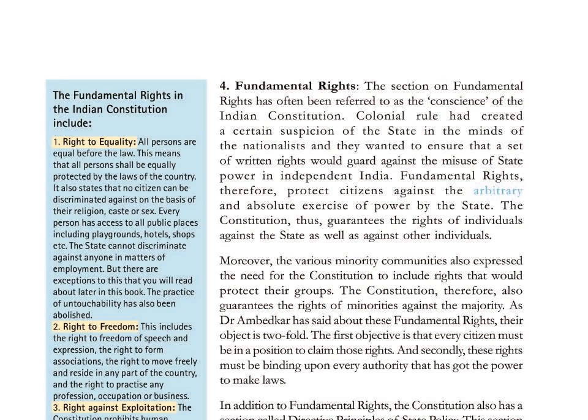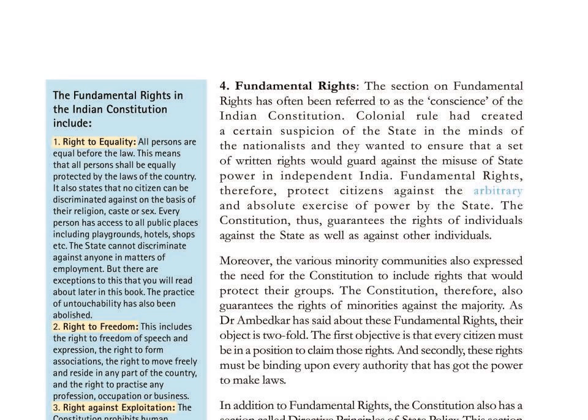Fundamental rights are basic rights. Fundamental rights are referred to as the conscience of the Indian Constitution. Learning from the past experience of colonial rule, which exploited our rights, it was necessary to have fundamental rights. So our constitution makers wanted to ensure a set of written rights that would guard against the misuse of power by the state. So fundamental rights protect citizens against the arbitrary. Arbitrary means one-sided and absolute exercise of power by the state as well as by other individuals. So fundamental rights guarantee the rights of minorities against majorities.